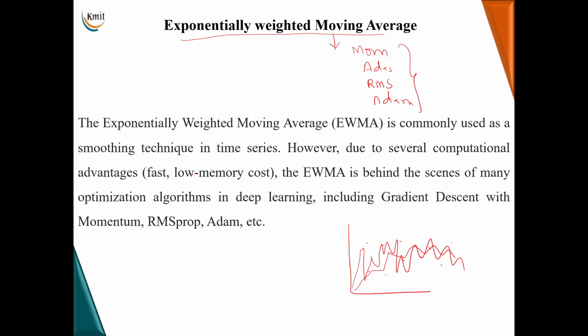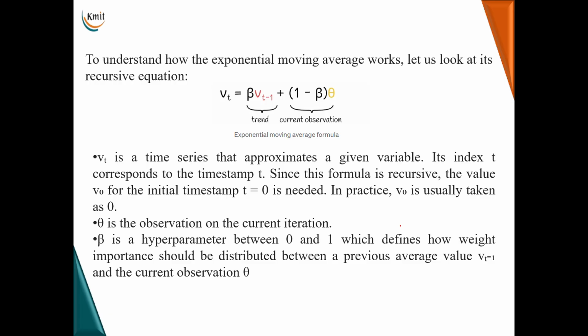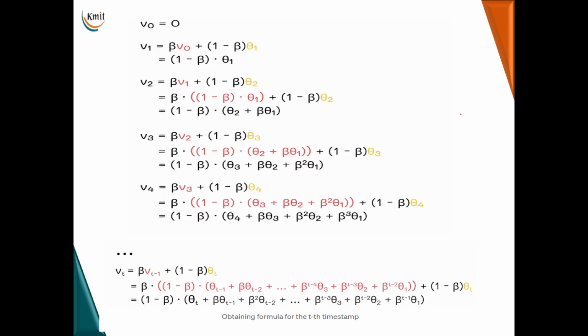Due to several computational advantages like speed and low memory cost, EWMA is behind the scenes of many of these optimization algorithms. And we calculate the exponentially moving average using this equation. Vt is the current moving average, Vt minus 1 is the previous moving average, and this is the current observation. Beta is called the decaying factor, whose value ranges between 0 and 1.